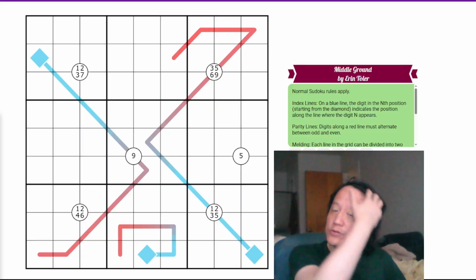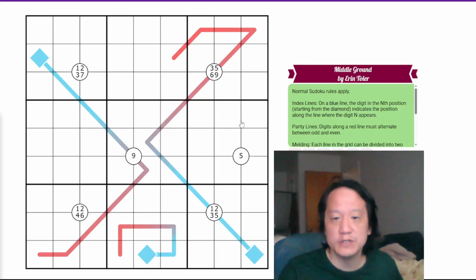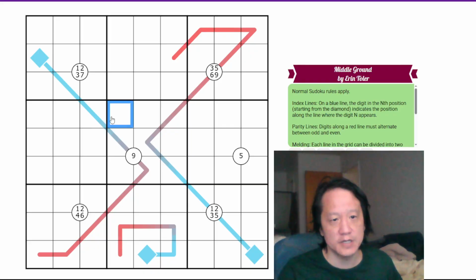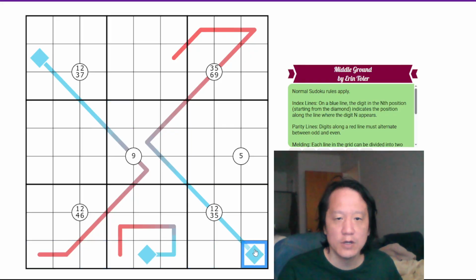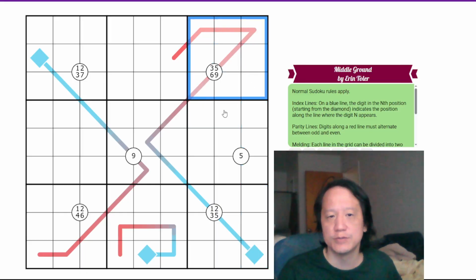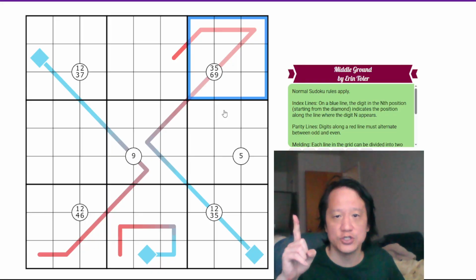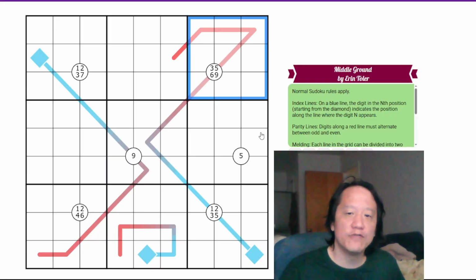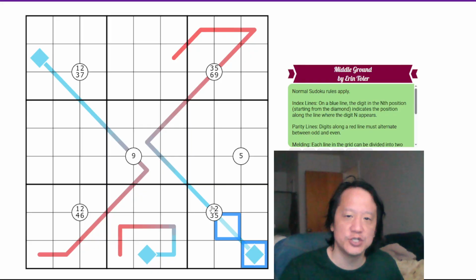Normal Sudoku rules apply, which means in every cell in the grid, place a single digit such that every row, column, and designated 9-cell region contains the digits 1 through 9 exactly once each. We have index lines, where on a blue line, the digit in the nth position starting from the diamond indicates the position along the line where the digit n appears.